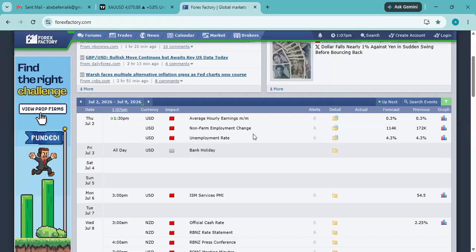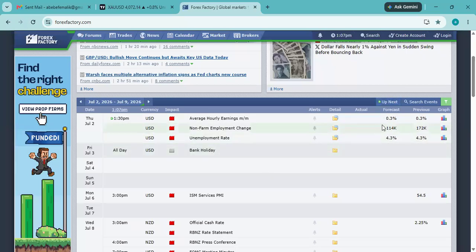So we have three major news, and most times whenever NFP comes out, we always have an unemployment rate as well coming up and this average hourly earning. These three news always come almost at the same time. But here's the tricky thing: the forecast and the previous for unemployment rate and the average hourly are mostly just the same. You can see the same figure, same figure.